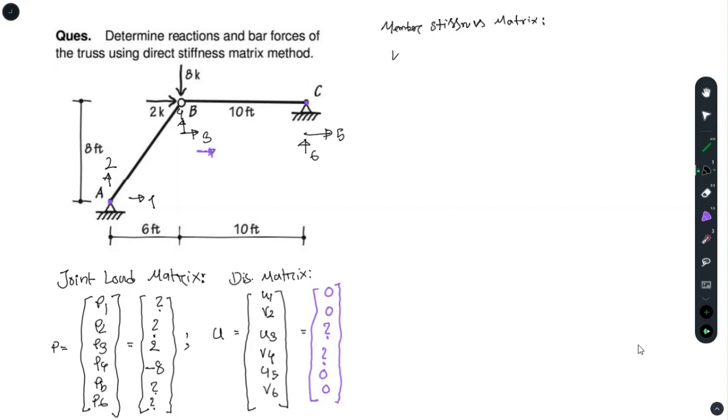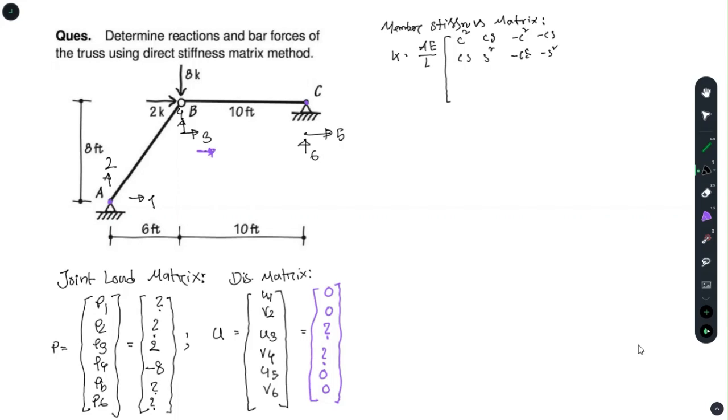In this case you have two members, so you will have two member stiffness matrices, and for the member stiffness matrix there is a formula, we'll write that. The formula is AE over L, and it will be a 4 by 4 matrix: C squared, CS, minus C squared, and minus CS. There is a pattern. For the second row, you have CS, and the next thing is S squared. The next two terms will be minus CS, minus S squared. So there is a pattern also.